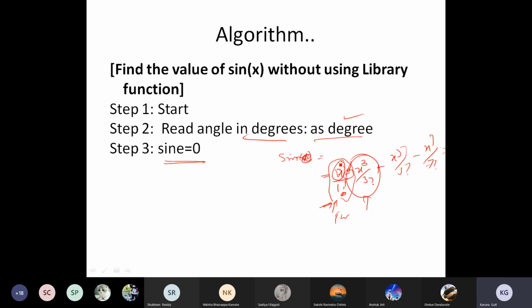Here I am having x, so next time I have to go ahead with x raised to cube. Here I am having 1 factorial, so next time I have to have 3 factorial. How do I get 3 factorial? 3 factorial can be written as 2 into 1 factorial. Is it okay? Sorry, 3 into 2 into 1 factorial. Is it okay?